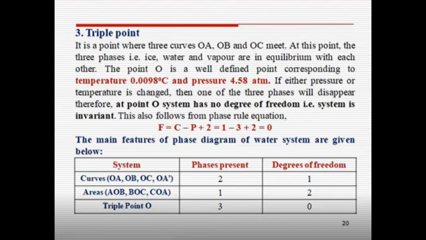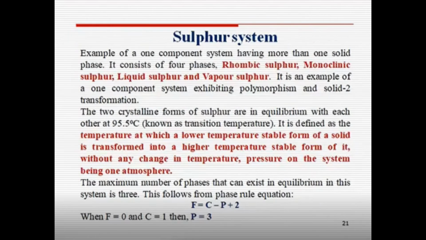The main features of these are given below in this table. In all the curves, there are two phases present in equilibrium and these curves have 1 degree of freedom. Similarly, in areas we see that only a single phase is present and we have 2 degrees of freedom. And at the triple point, three phases are in equilibrium, but the system is non-variant or invariant. That is, the system has 0 degrees of freedom.